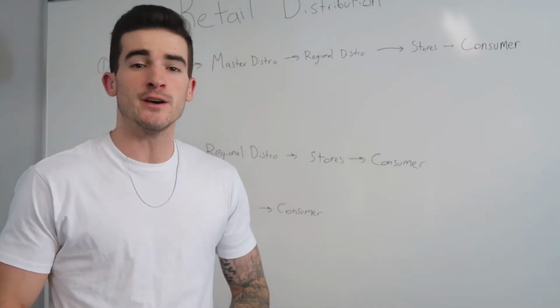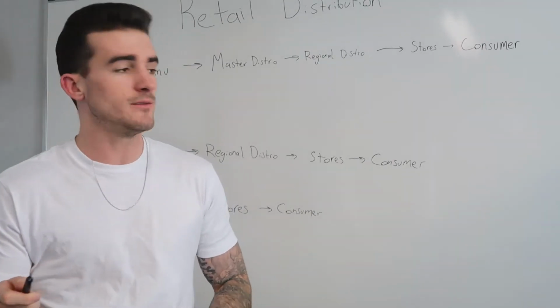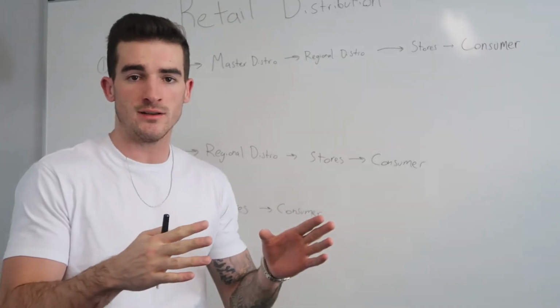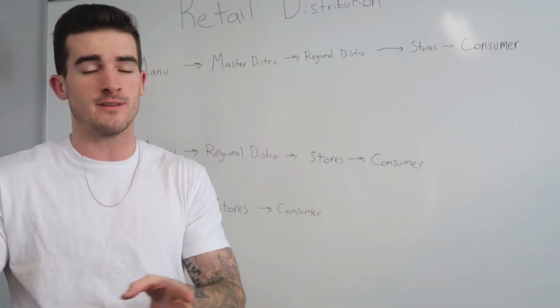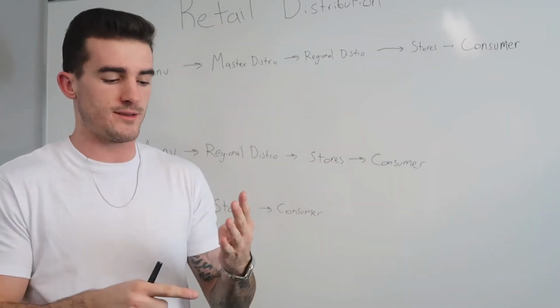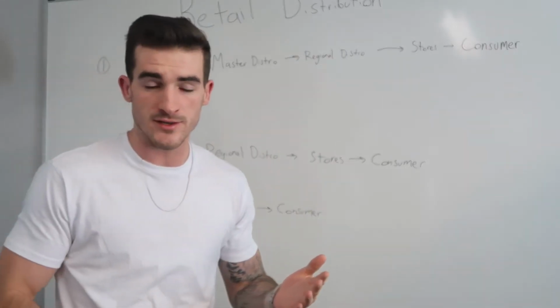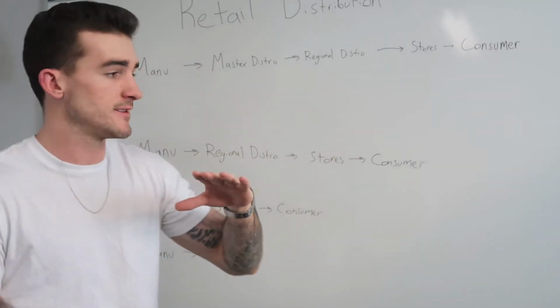Hey guys, today we're going to go over the retail distribution model. So essentially, you make a product, how are you going to sell it to stores? There's really only 4 different ways, and most of them are all pretty similar. So let's start with the most complex and most advanced.